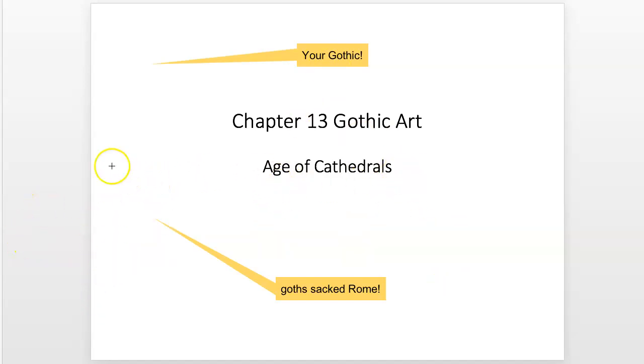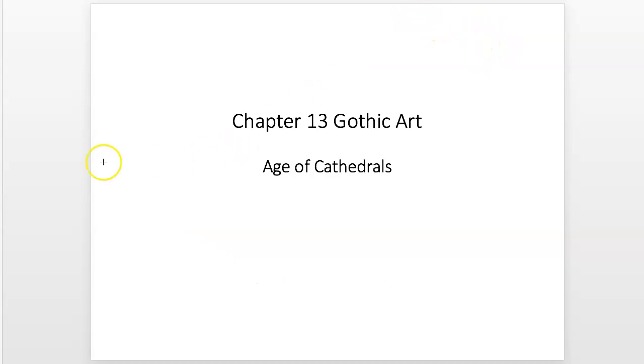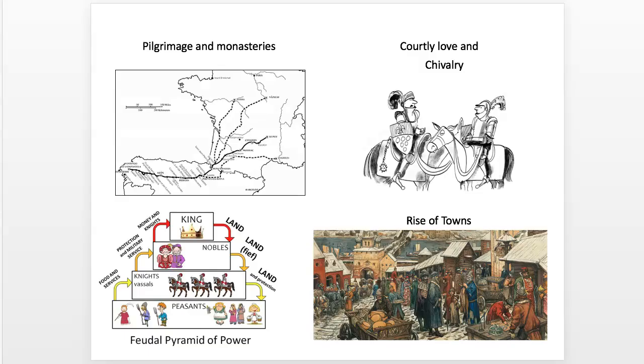It starts in France and it becomes an international style in Germany, England, Spain, and Austria. So it's one of the first international styles we're going to find. But before we get deep into the international style of Gothic art in the cathedrals, let's talk a little bit about what's going on here in the world during these time periods.